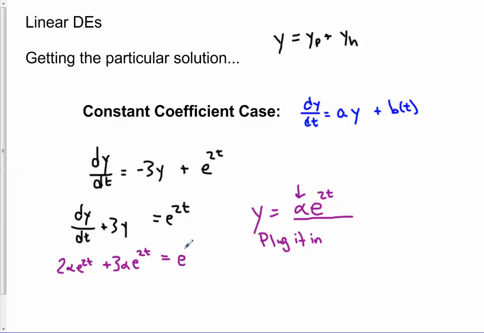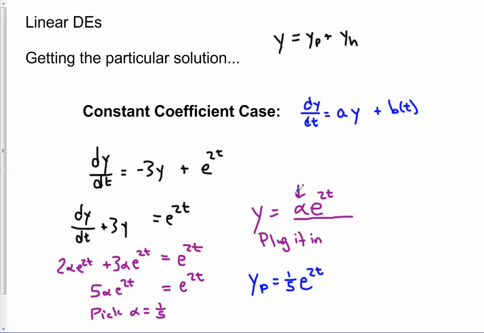And on the right-hand side, I still have my e to the 2t. So it looks like I'm getting 5 alpha e to the 2t equals e to the 2t. And I can very easily make that work if I pick my alpha to be 1/5. If I pick alpha to be 1/5, that'll cancel with this 5, and I'll have a true statement. And that will mean that this will have worked. So my particular solution is 1/5 e to the 2t.